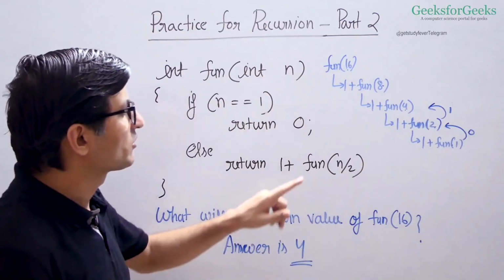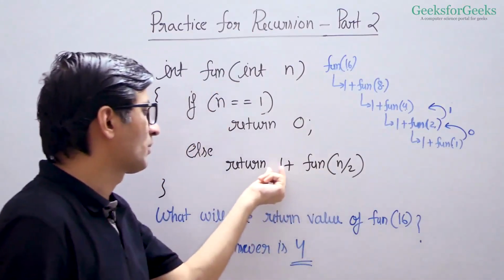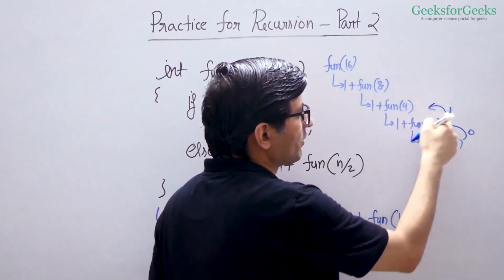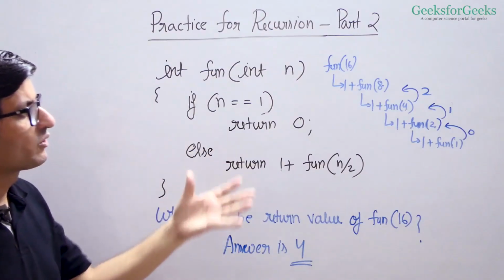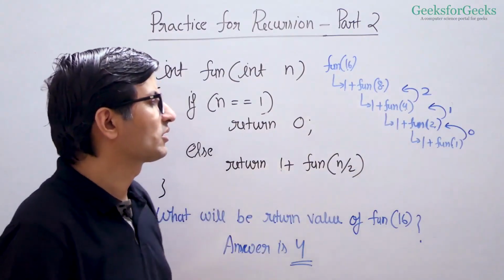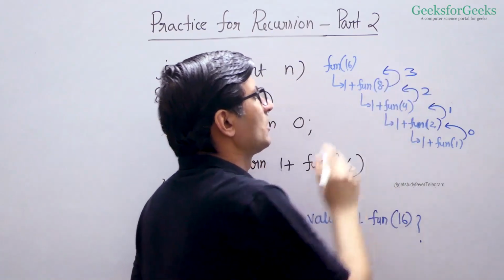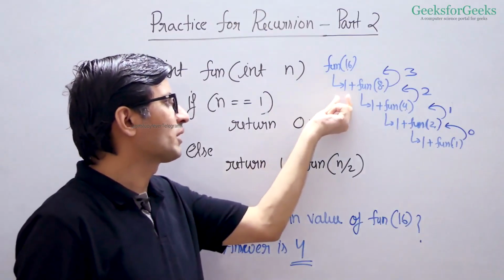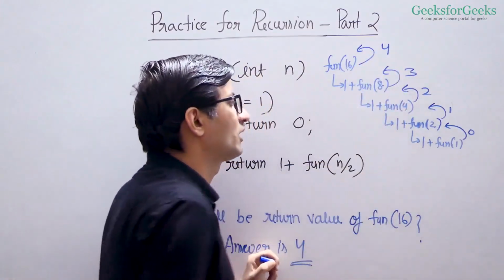And now what is its parent going to do? Its parent is going to do 1 plus the value returned by this function call, 1 plus fun2. That's what fun4 is going to do. So fun4 is going to return 1 plus 1, which is 2, to its parent. Its parent is going to do 1 plus this value, 1 plus 2 is 3. So fun8 is going to return 3. Now fun8's parent is fun16, and fun16 is going to do 1 plus 3. So it's going to return 4 to its parent. So that's how we get the value 4.